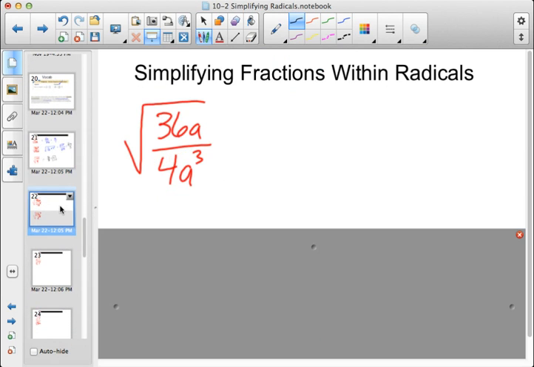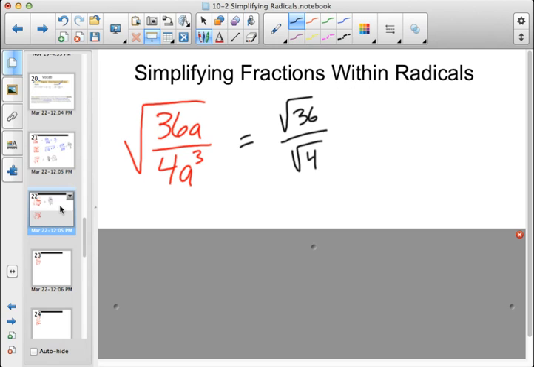Let's test out some other examples. You can pause the video as you go if you'd like. Square root of 36a over 4a. And again, if you notice, we've got the 36, which is a perfect square, the 4, that's a perfect square. We could break this up if we'd like. Square root of 36 over the square root of 4.